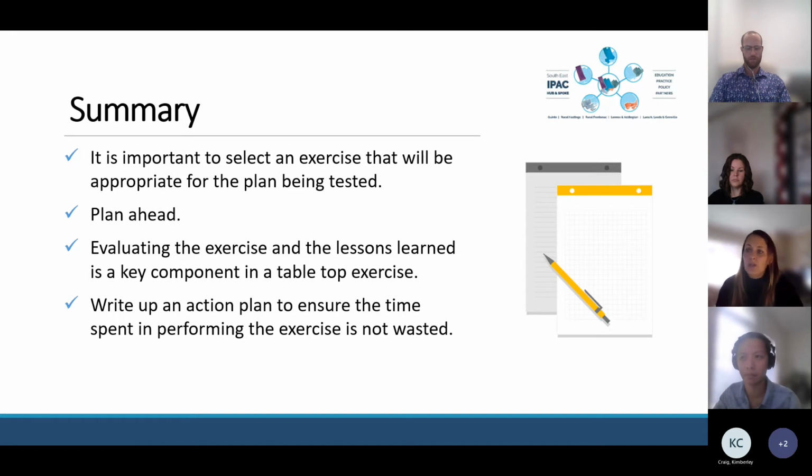So before we conclude, we want to give you what we promised in our objectives today. The Southeast IPAC Hub has prepared a reference document that contains additional case scenarios that were developed by others, but these are included in our references and they are adaptable and can be tailored to suit your facility. I'm going to turn it over to Sarah for more information on this.